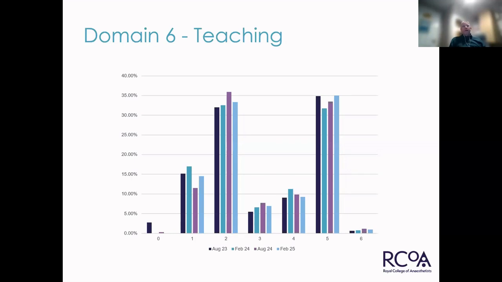The teaching domain is quite a challenge. You can see there's a big cluster around about 2 and then another bigger cluster round about 5. Interestingly, a very small number of people, mainly in August 23, but even in August 24 last year, had nothing for teaching, had no evidence to submit for teaching. Teaching is part of the stage 1 training, and therefore most people should be able to get at least 1 point here. But as I say, big clusters around about 2 and 5.